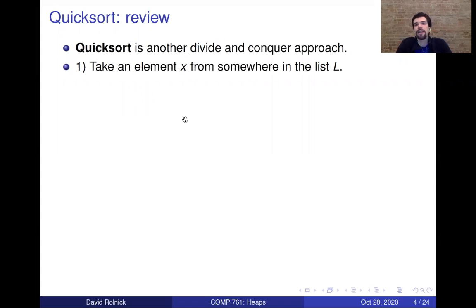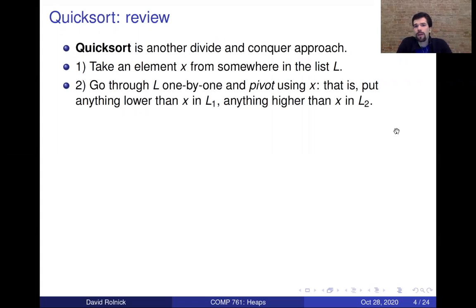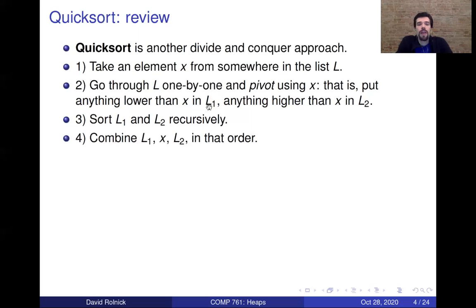So take an element X from somewhere in the list, go through the list one by one and pivot using X. That means putting everything lower than X in some list L1 and putting anything higher than X in L2. Remember, we're assuming that our list doesn't have any two things that are exactly the same, though it's easy to generalize it to that. And then sort L1 and L2 recursively using the same approach. And then combine L1, X, and L2 in that order. So that's the quicksort sorting algorithm.